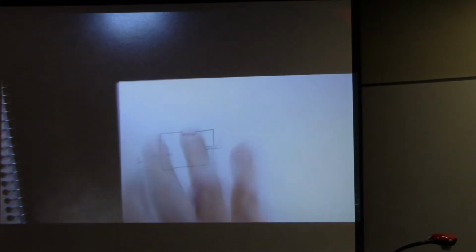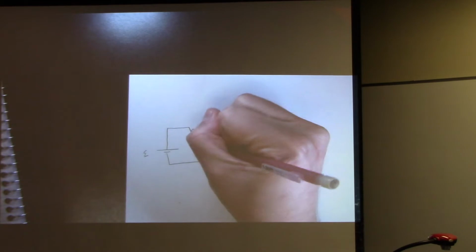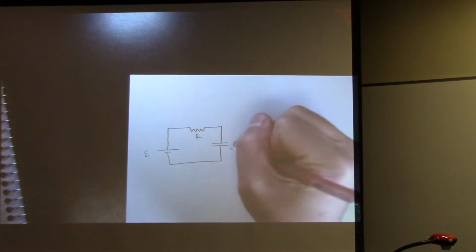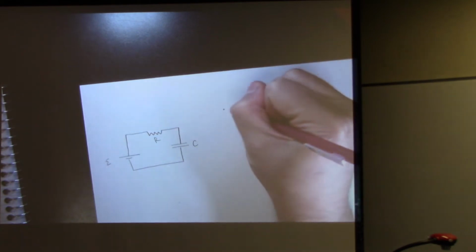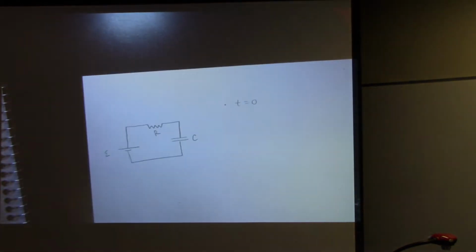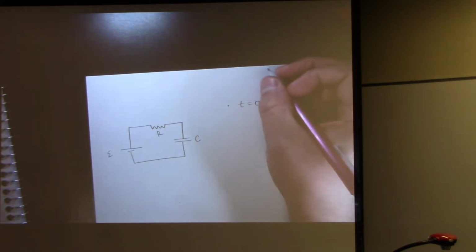Now the other side of the circuit on the right is actually not connected, so we don't have to worry about that. We just worry about this loop right here. So we have a resistor R and a capacitor C. So the first question is, let's call it t equals 0. That's immediately after the switch is closed. What do we know about the charge on the plates of the capacitor and the currents?